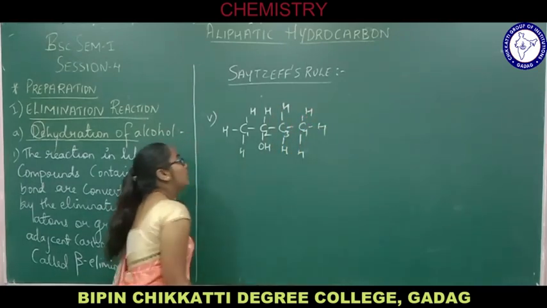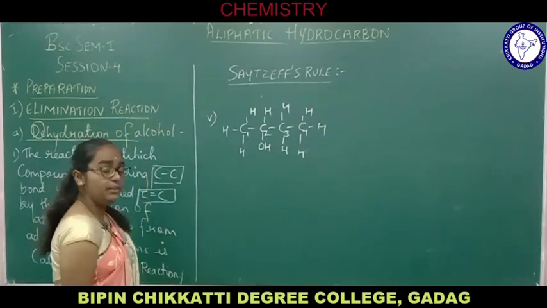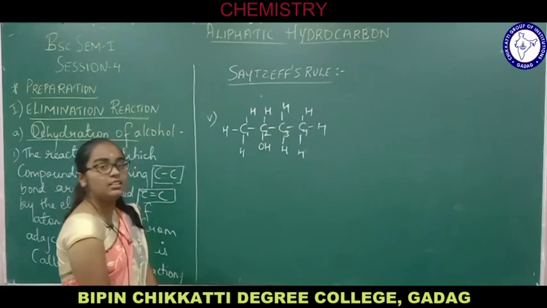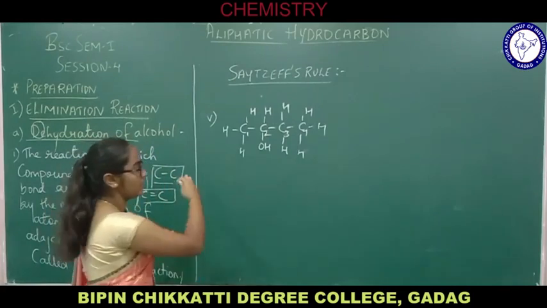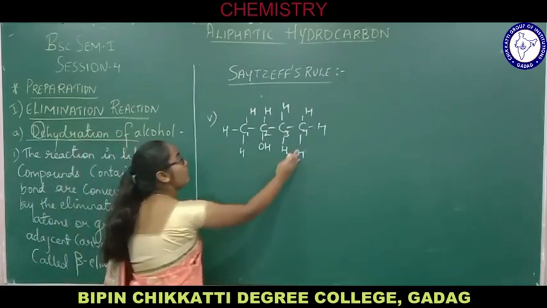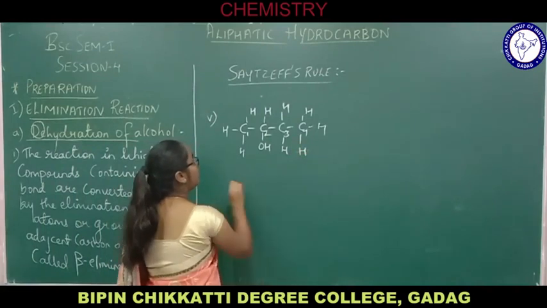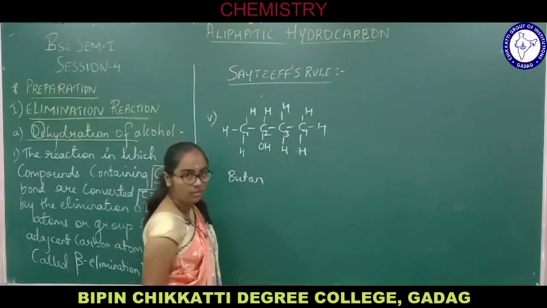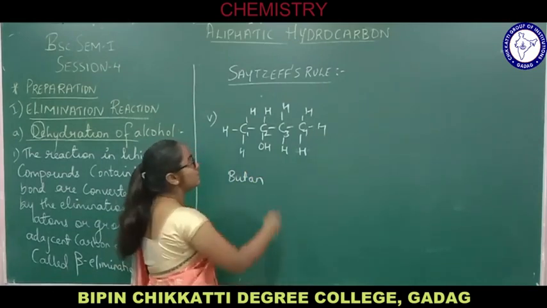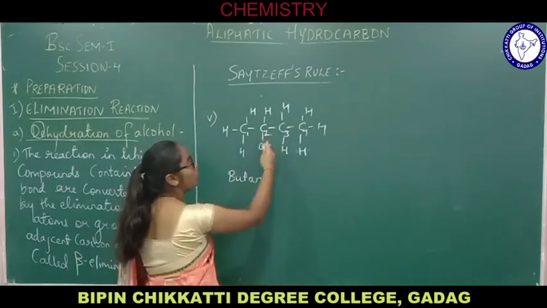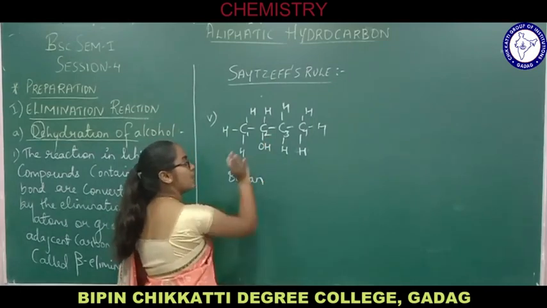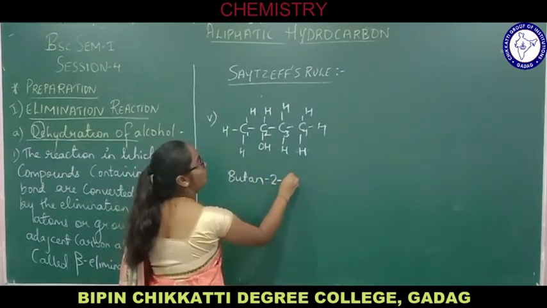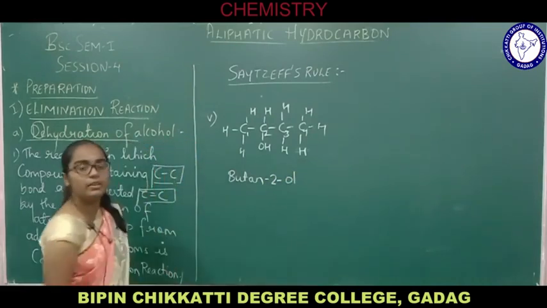Now let's understand the dehydration which is taking place in this molecule over here. The name for this molecule is butanol, but since the alcoholic group or the functional group is attached at carbon number 2, the name will be butane-2-ol. Butane-2-ol will be the name for it.